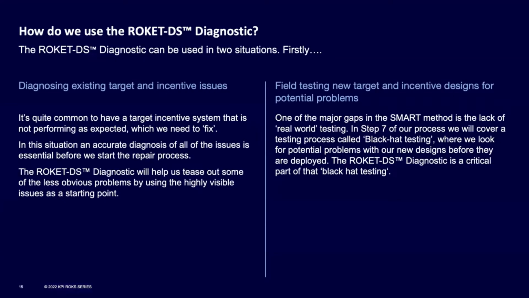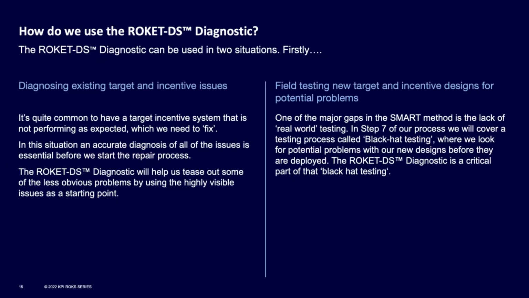So how do we use the ROKET diagnostic? I'm not going to read all of this, just going to go through a little of it. This is used in 2 situations. One, diagnosing existing target and incentive issues. It's quite common: the target or incentive system is not performing as expected, and we need to fix it. In this situation, we use this to create an accurate diagnosis of the issues before we start to repair the process. Also, you can use it as field testing of new targets and incentive designs for potential problems.